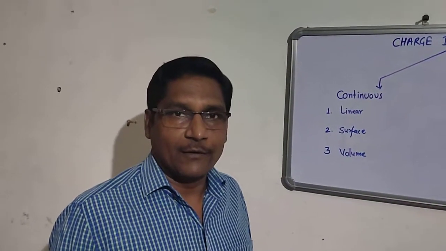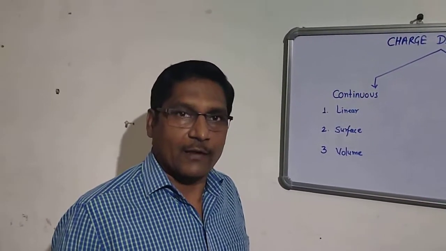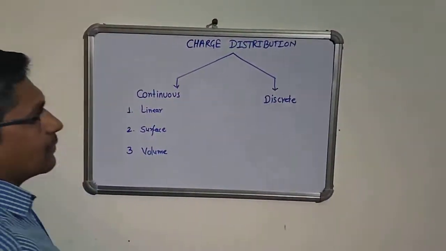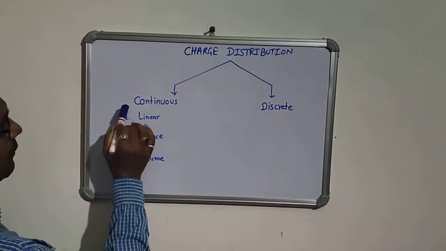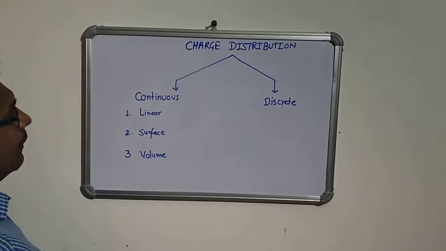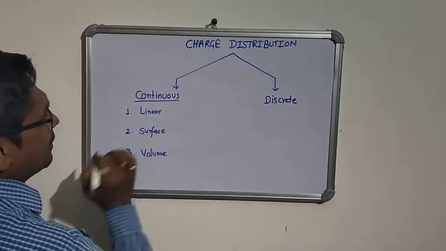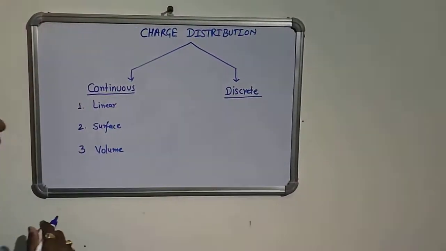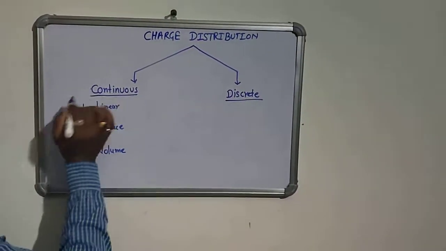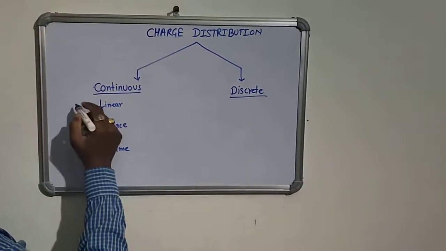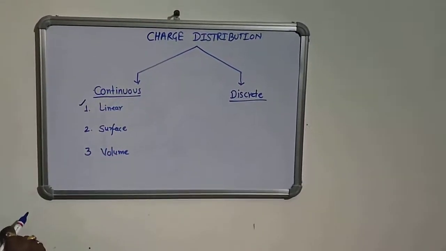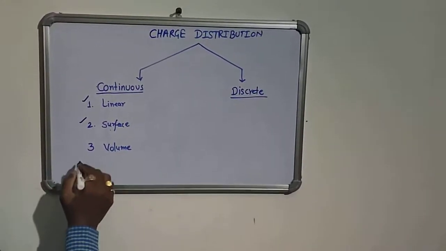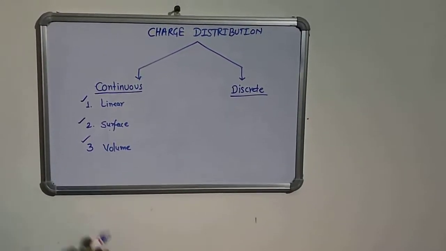Hello students, in today's class I'll come to the topic of charge distribution. Basically, charge distribution is of two types. One type is continuous charge distribution and the second type is discrete charge distribution. Continuous charge distribution is divided into three parts: first is linear distribution of charge, second is surface distribution of charge, and third is volume distribution of charge.